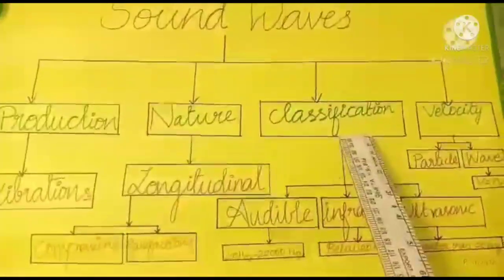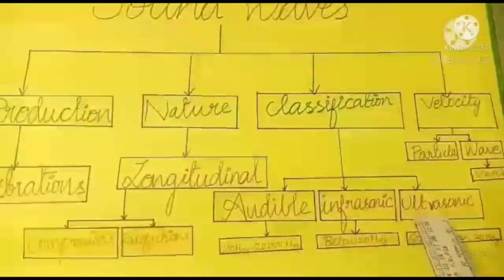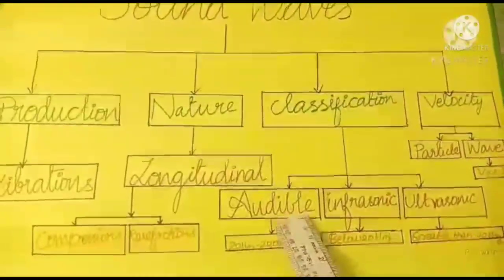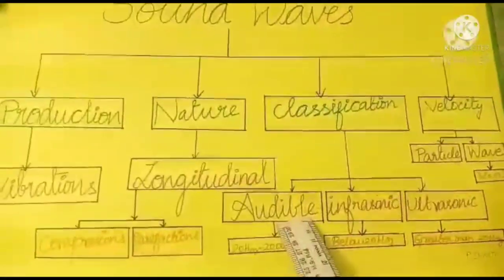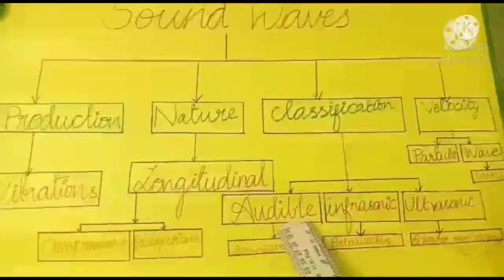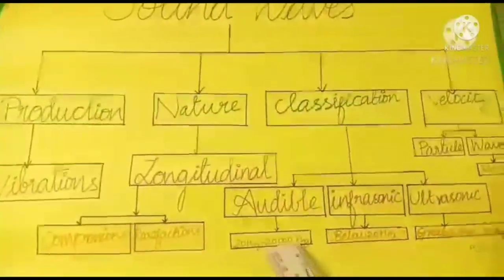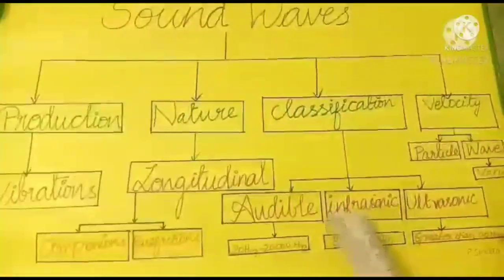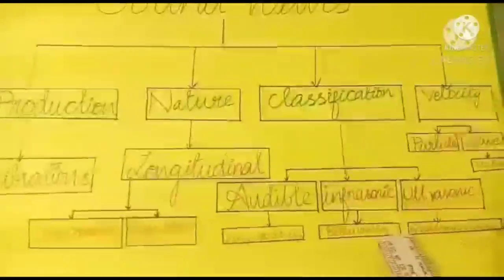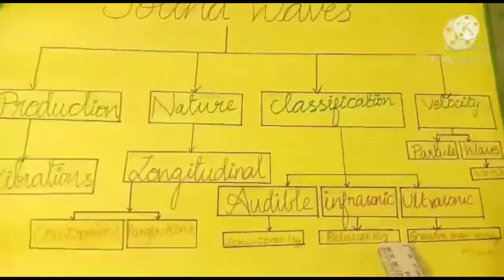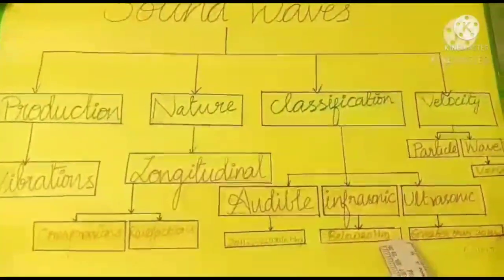Sound waves are classified into three types: audible waves, infrasonic waves and ultrasonic waves. Audible waves can be produced by human beings. They can be generated by vocal cords and vibrating bodies. The audible waves range from 20 Hz to 20,000 Hz. Infrasonic waves have a frequency below 20 Hz. These infrasonic waves are produced during earthquakes, ocean waves, etc.